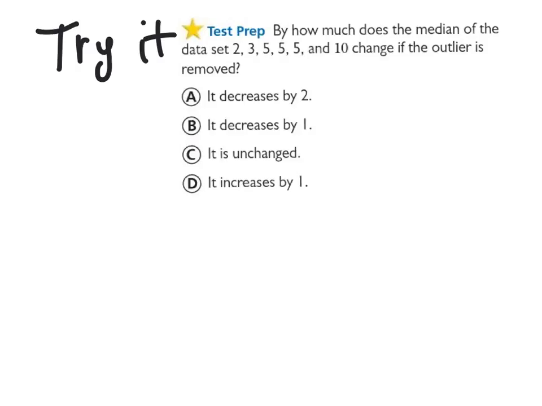Alright, so now I want you to find this one on your own. By how much does the median of the data set 2, 3, 5, 5, and 10 change if you remove the outlier? So first you need to decide what number is the outlier, find the median with the outlier, and then find the median without, and then decide the answer. Go ahead and pause and try.